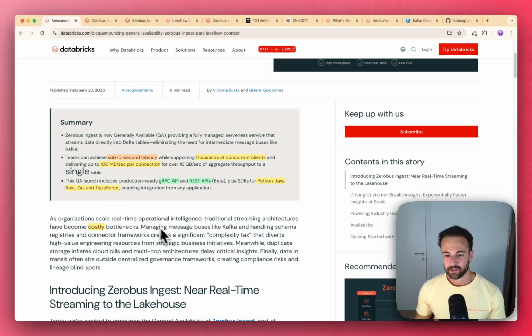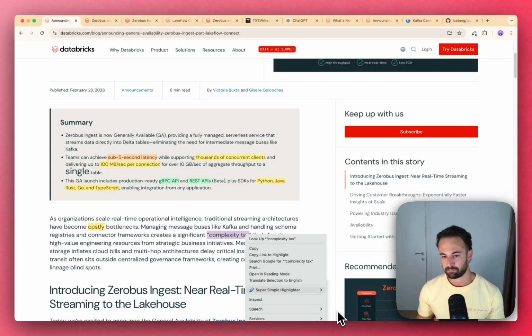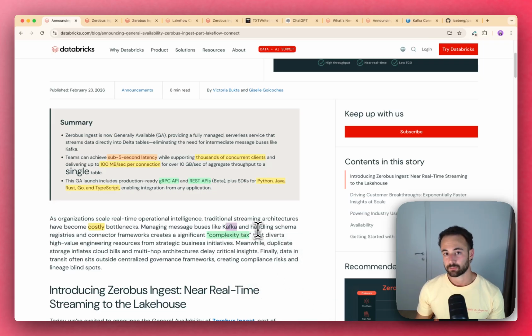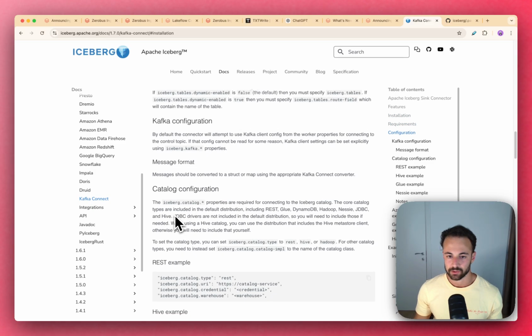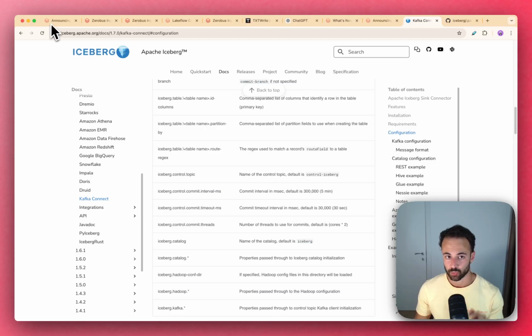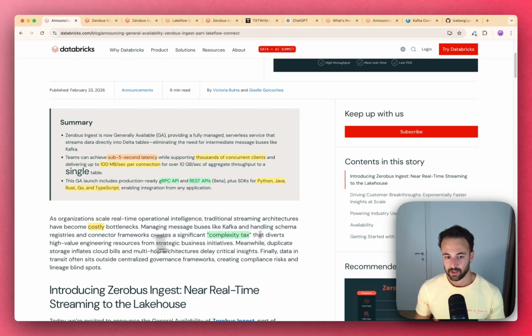Managing message buses like Kafka has a complexity tax. And this I agree 100% with. This is pretty correct. When you manage Kafka, you have to deploy a schema registry, you have to think about how that's configured, you have to deploy the Connect framework, and you have to find the connector that you deploy, and you have to think about configs of everything. Like the schema registry has a bunch of configs. The Connect framework has a bunch of configs. The Kafka connector for Iceberg, just as an example, here's all the configs you have to think through. It's not small. This is just one connector. So there is a real complexity tax that does divert engineering resources because somebody has to think through this and configure all this and work with this and understand it.